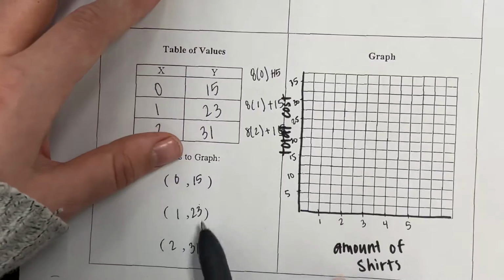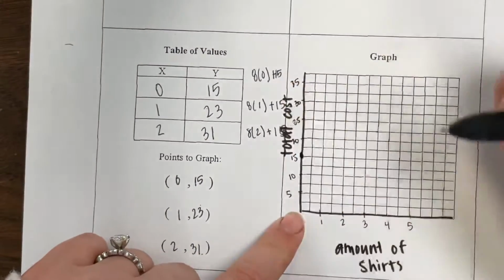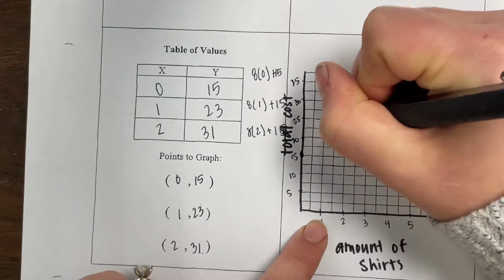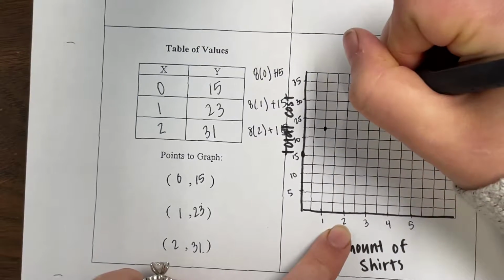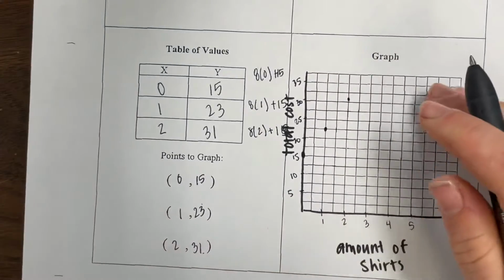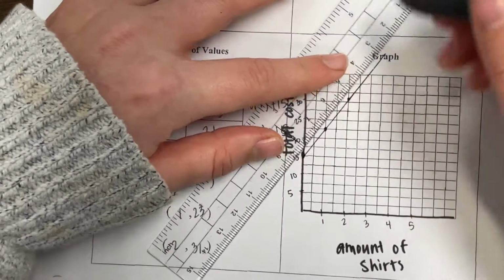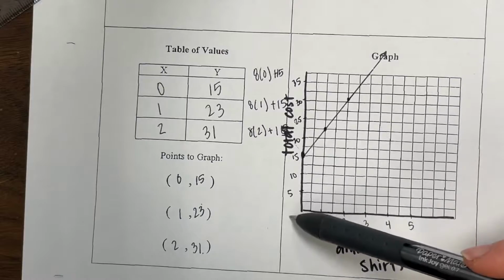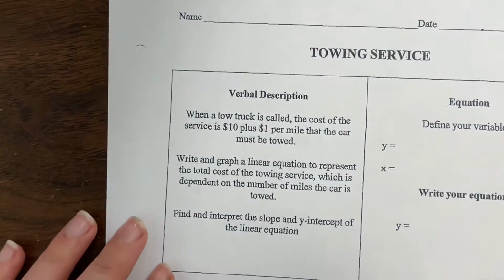All right, here we go. So let's plot (0, 15). (1, 23) is going to be pretty much halfway in between 20 and 25. And (2, 31). Line those up. It is a linear function. It is a straight line. And there is our line. Now you might have had different values on the side, which is totally fine. You'll still have a straight line.